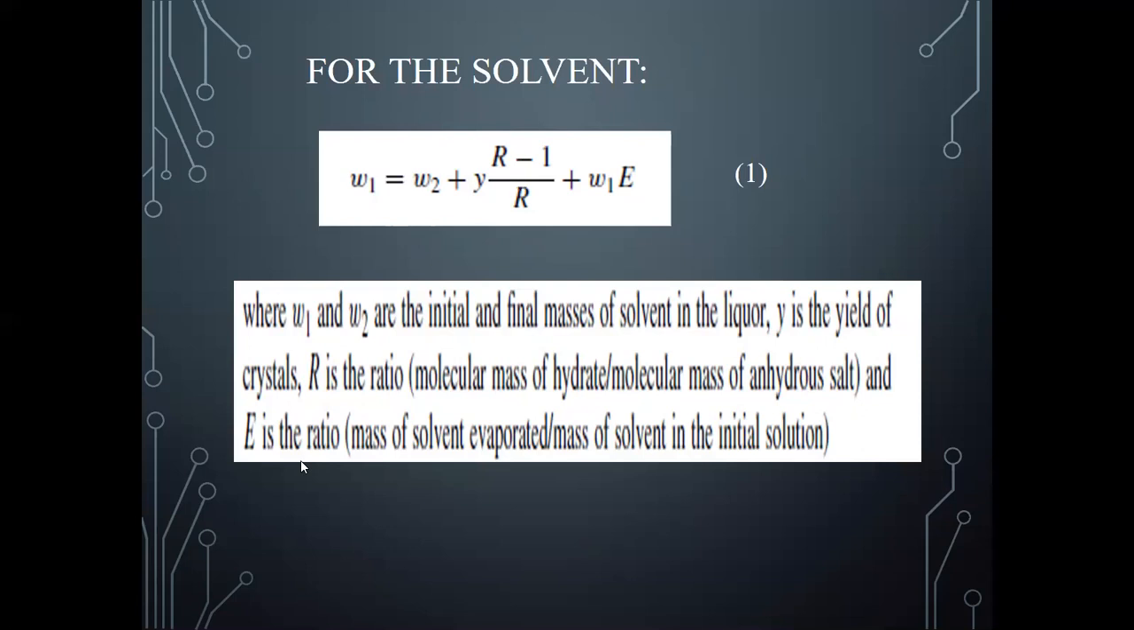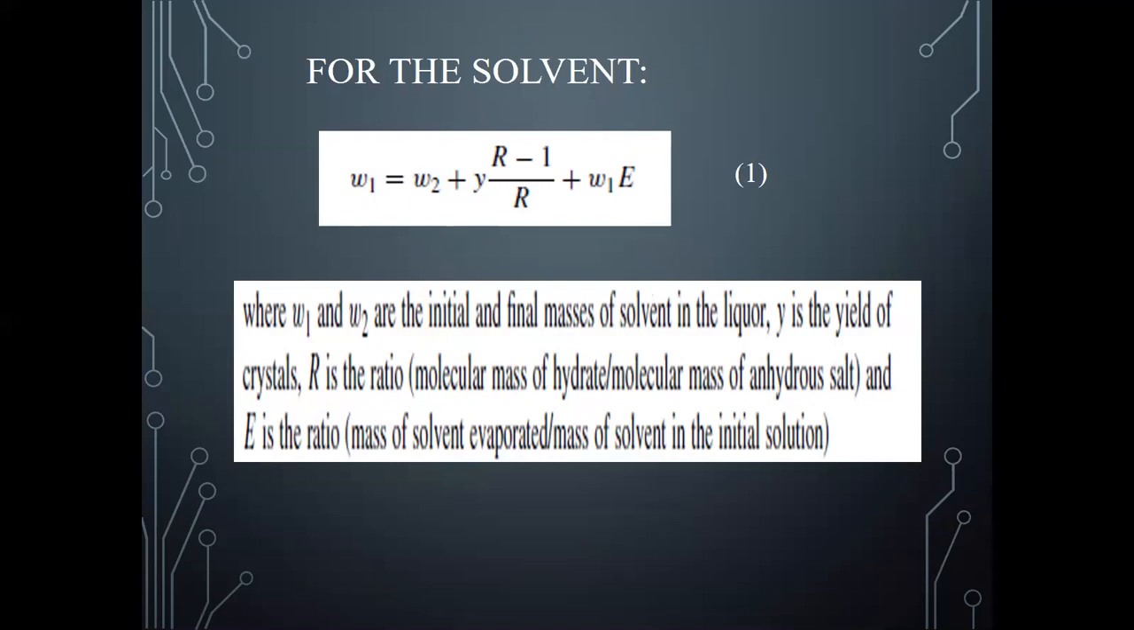And E is the ratio of the mass of the solvent evaporated over the mass of the solvent initially present in solution. This equation allows us to account for the solvent initially present in our feed, the solvent that is present after crystallization has proceeded, the yield, and this E, the amount of solvent that is evaporated. E is the ratio of mass of solvent evaporated over mass of solvent in the initial solution. So this is our solvent balance.